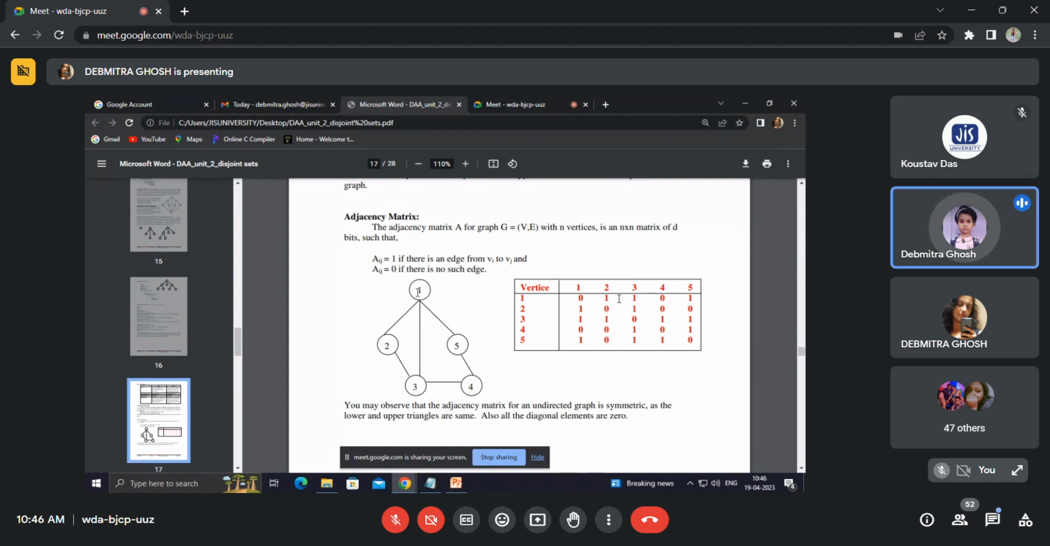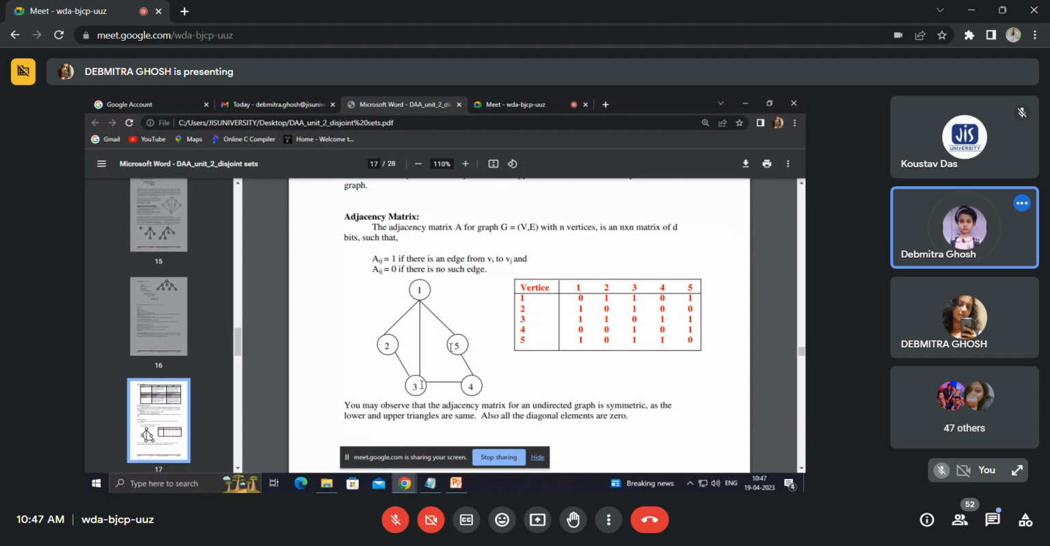So here we are putting 0. Now the next line. 2 to 1, yes, there is an edge, so 1. 2 to 2, it's 0. 2 to 3, there is 1. 2 to 4, no connecting edge, so there will be 0. 2 to 5, no connecting edge, so again it will be 0.